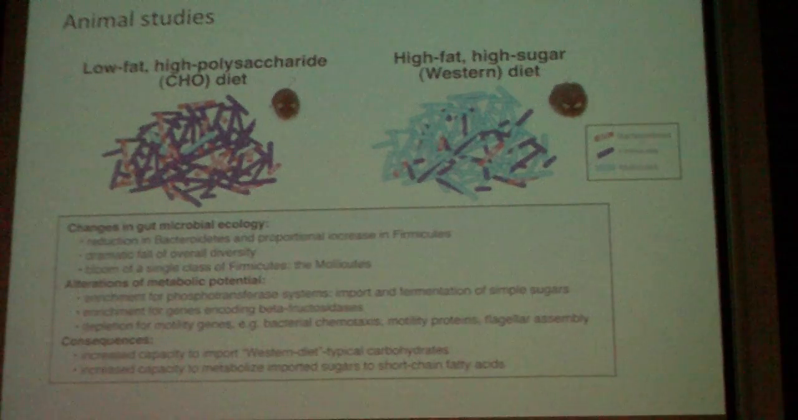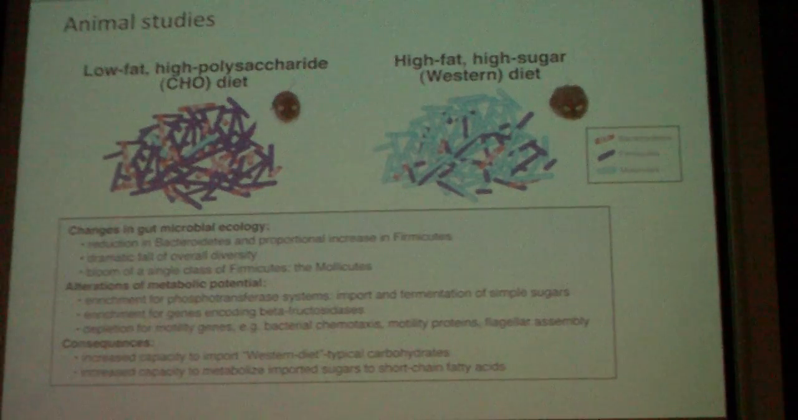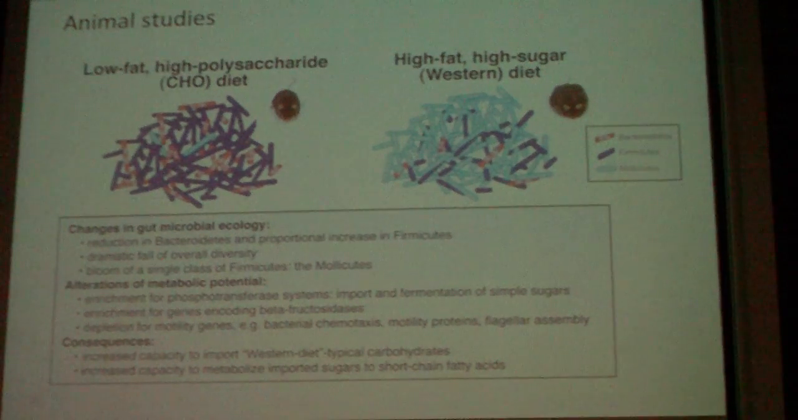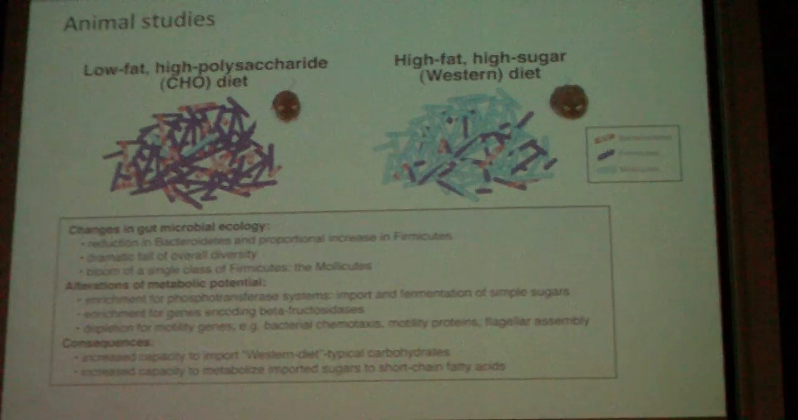There's also an experiment which compared mice on a low-fat, high-polysaccharide diet to mice which they gave a Western diet. And they saw that the mice with a Western diet had a bloom of the Firmicutes. And the mice with the low-fat diet had more Bacteroides. There was also seen a dramatic fall in diversity, meaning that different species are less present.